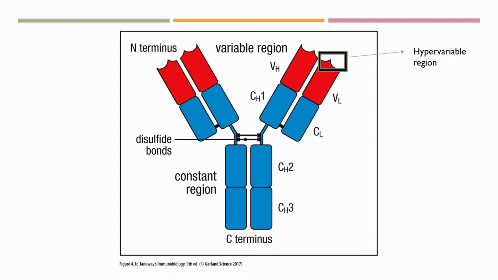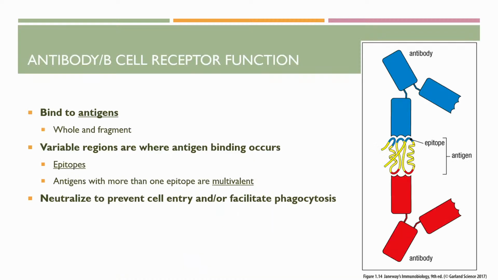So this is an antibody, and here we have this hypervariable region. That just means this is the region that's going to vary between different antibodies, and it is what binds to different specific antigens. This area we are calling the hypervariable region. Essentially, this would be the B cell receptor, the antibody receptor, and its function is to bind to antigens. They can bind to whole antigens or just fragments.